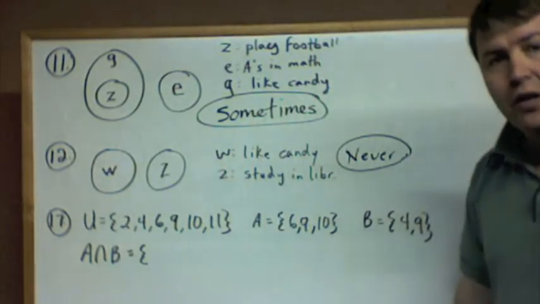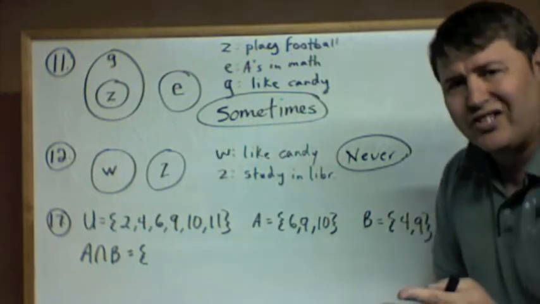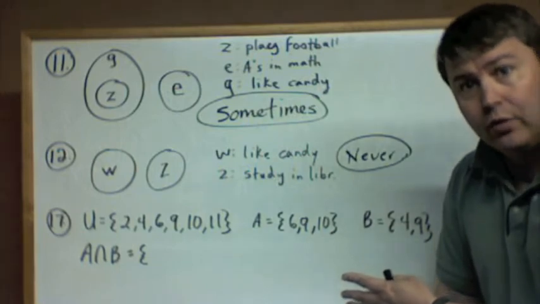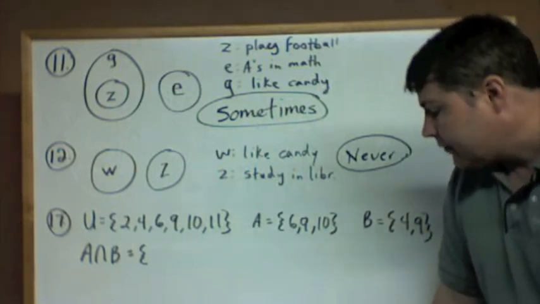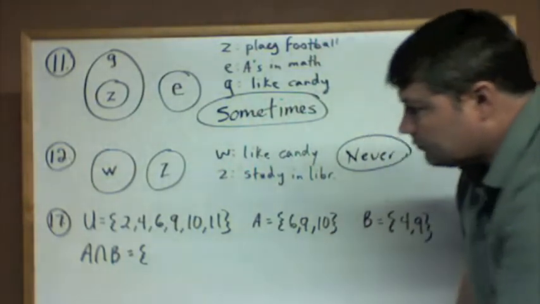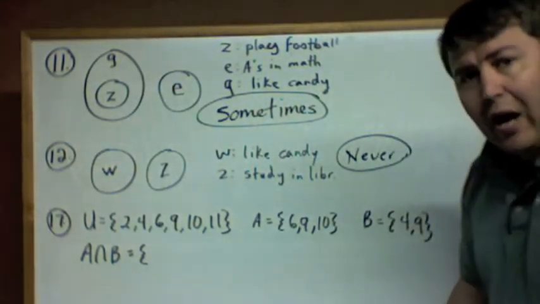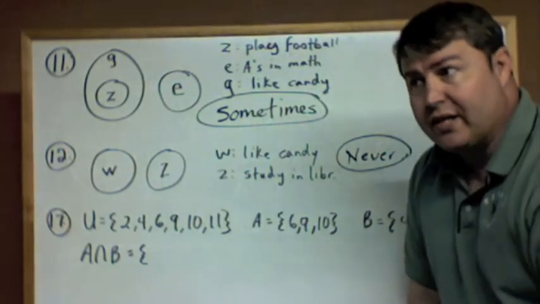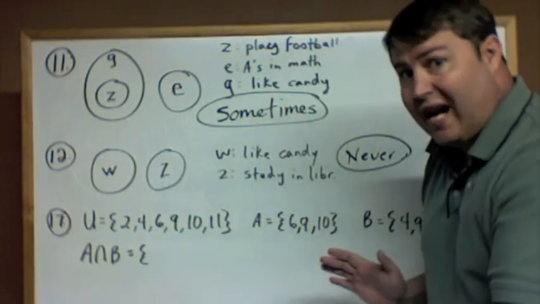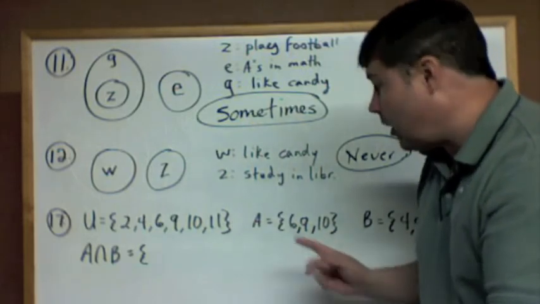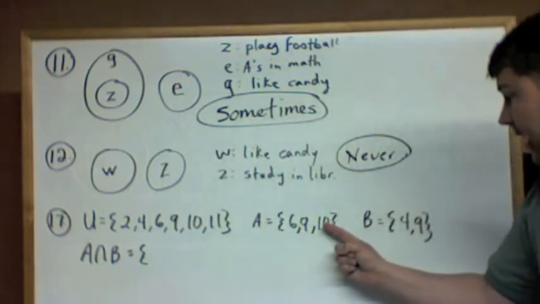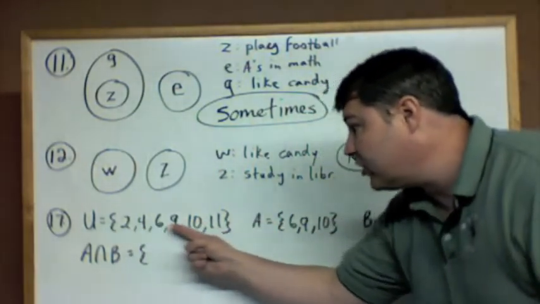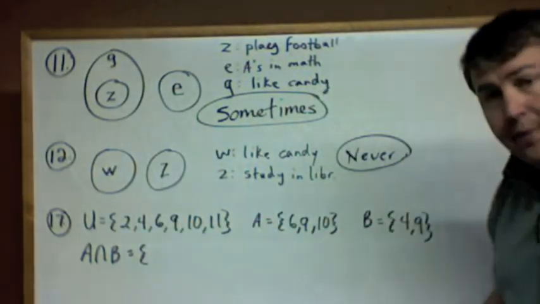All right, now we move down to number 17, and they're giving us what we call set notation here. There's no Venn diagram. You could draw a Venn diagram if you wanted to diagram these sets, but let's just go with how it is here. Number 17, they give us a set U. Now, often that set U is called a universal set, which just means it's all of the numbers that could be in any of the following sets they're going to give you. And they give us two following sets. A is 6, 9, and 10, and B is 4 and 9. Now, there are some things in the universal set that are not in either one of these, and that's okay.